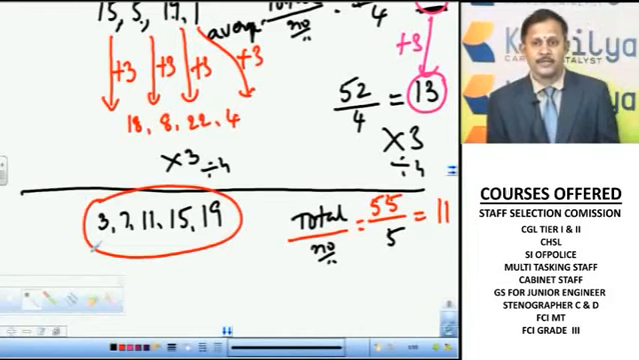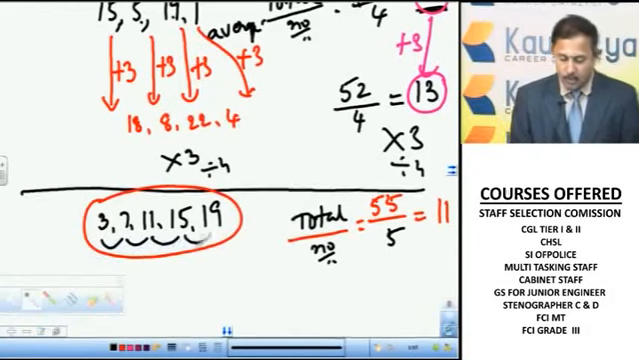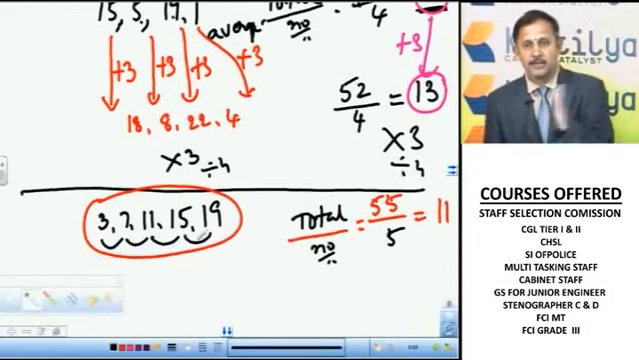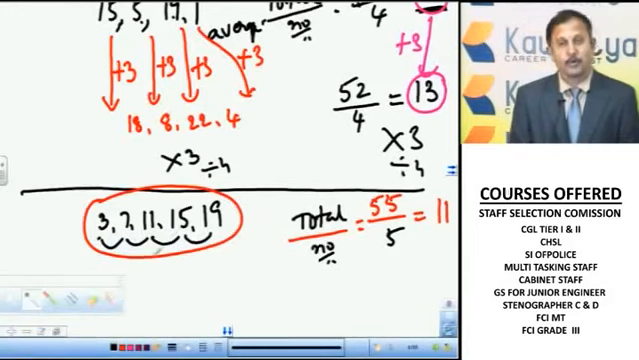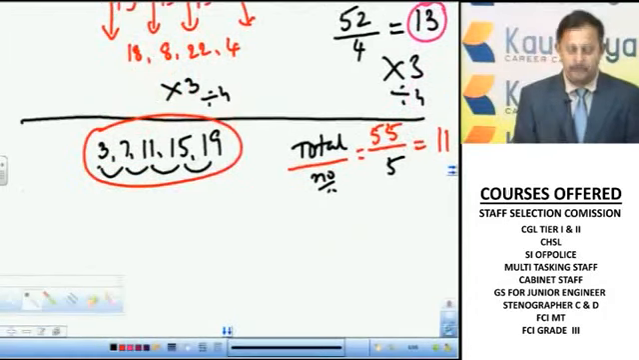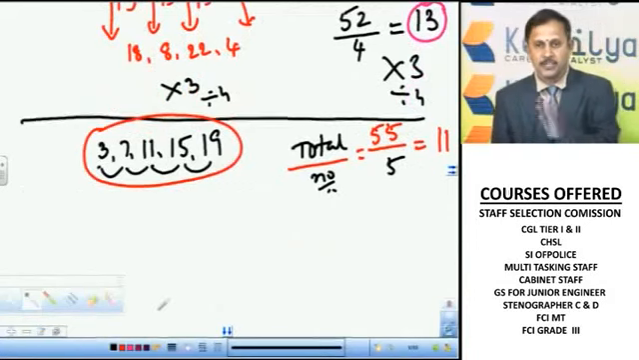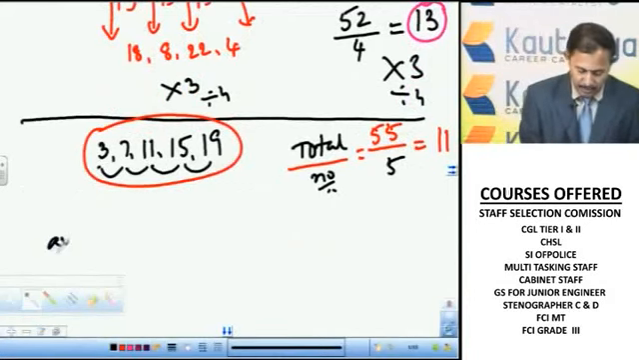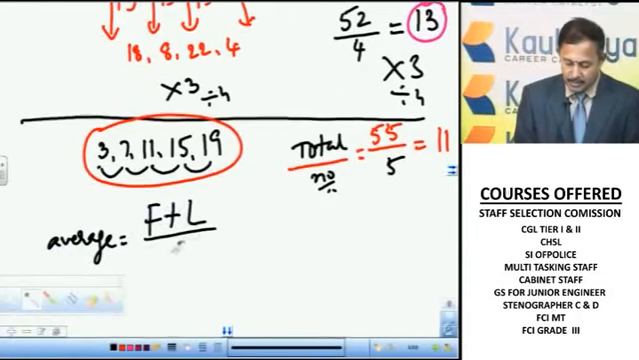But some of you can observe that for 3, 7, 11, 15, 19, for this set of elements the difference between successive elements is constant. The difference of these two, that is 4. The difference of these two, 4. The difference of these two, 4, like that. So here we can generalize a condition. If the difference between successive elements is constant, then the average can be obtained by using the formula first element plus last element by 2.